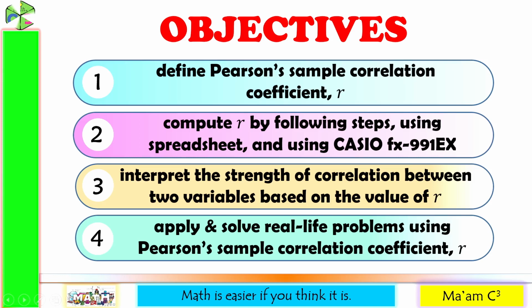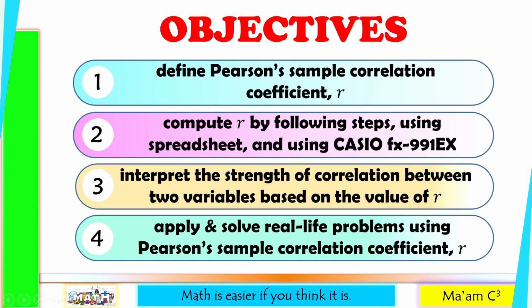Our objectives in this lesson are the following. Define Pearson's sample correlation coefficient. Compute R by following steps using Spreadsheet and using Casio FX991EX. Interpret the strength of correlation between two variables based on the value of R. And apply and solve real-life problems involving Pearson's sample correlation coefficient.